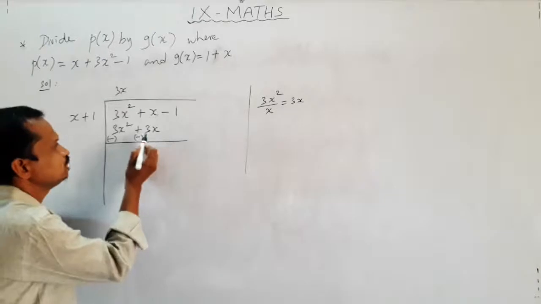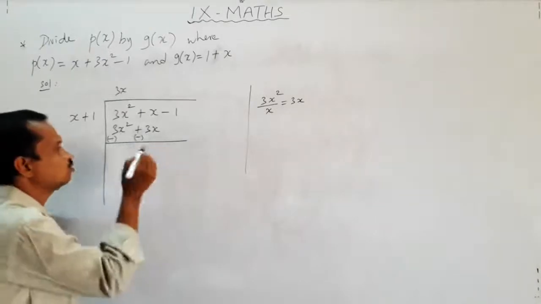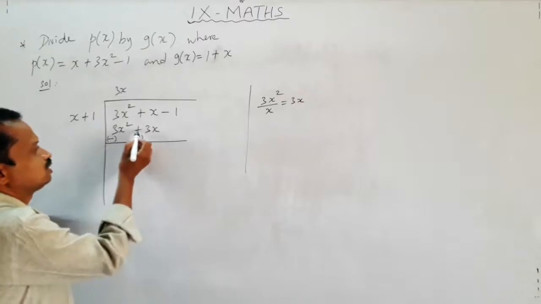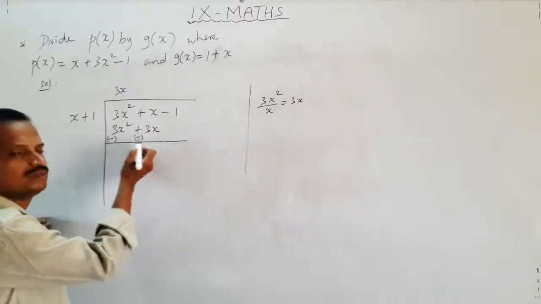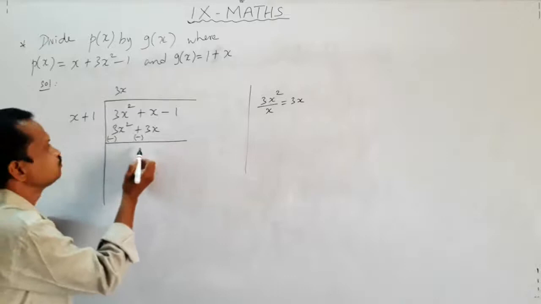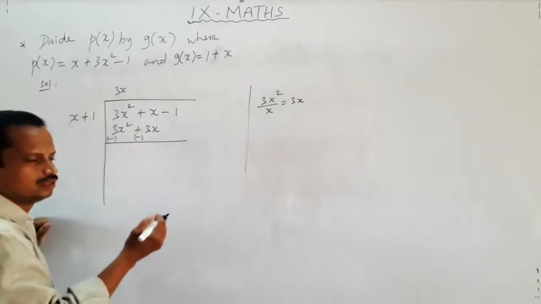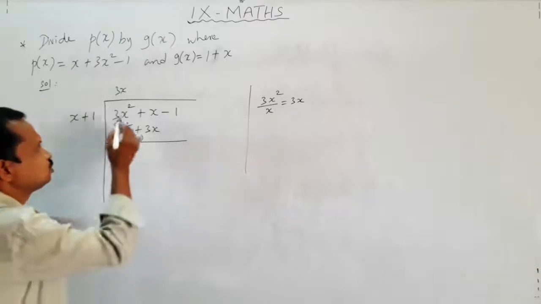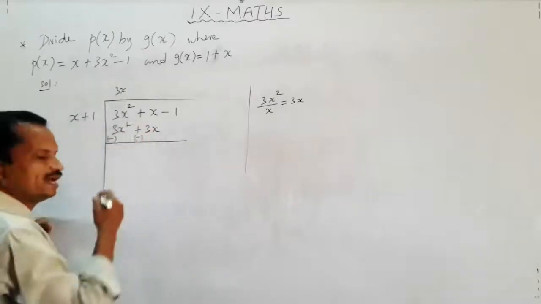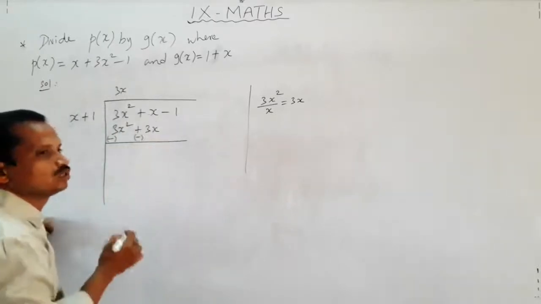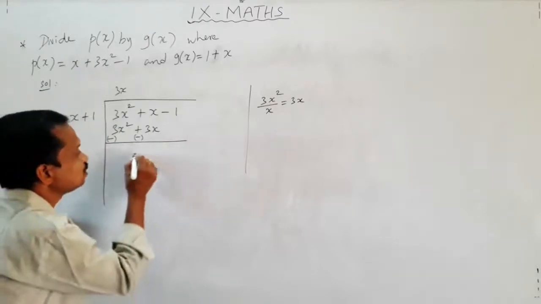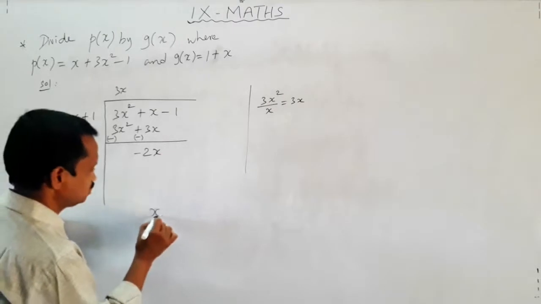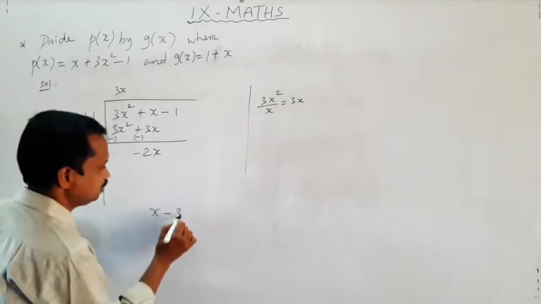What do we get in the bottom? 3x square plus 3x. So we have to change the sign. Plus becomes minus and this plus becomes minus. So the bottom terms you have to change the sign. That is the way of doing, that is the method. In numbers you can understand easily, but here it is polynomial. So 3x square minus 3x square gets cancelled, and x minus 3x, what happens? Minus 2x.